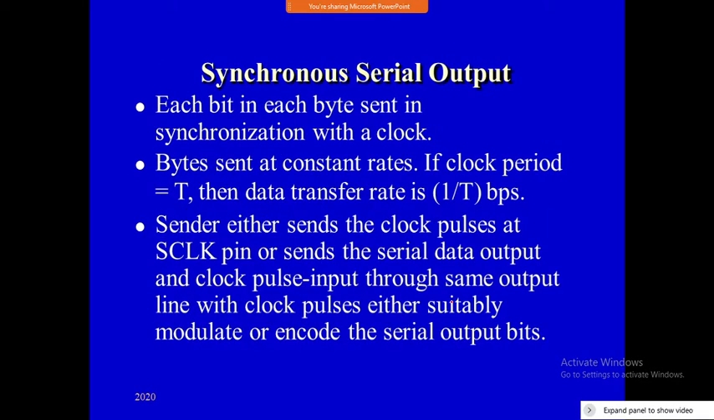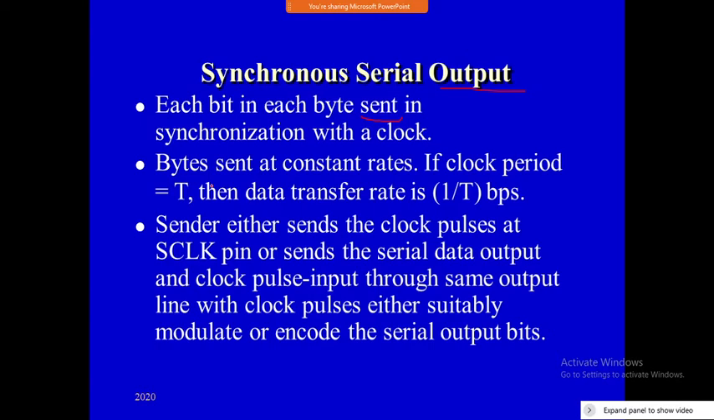Each byte is sent in synchronization with the clock. All the bits will be sent. Here it is sent, whereas previously, if it was input, then it would be received. Here it is the output, so the data bits will be sent. Each byte is sent in synchronization with the clock. The bytes are sent at constant rates. If the clock period is equal to T, then the data transfer rate will be 1 by T bps. Bps means bits per second.